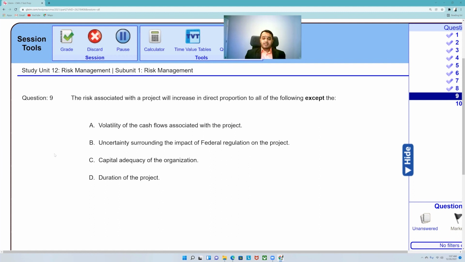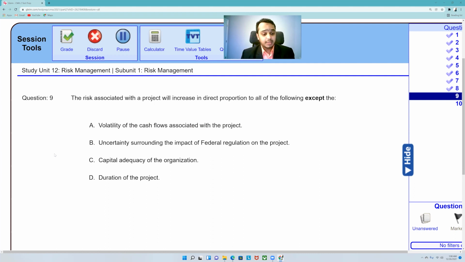It looks like a one-liner question, but it is not. Risk associated with the project will increase in direct proportion to all of the following except. So risk will increase with the volatility of the cash flows associated with the project. Yes. If the cash flows are going good, the risk will be less. If the cash flows are not going good, then the risk will be more. So it will go in direct proportion, up or down.